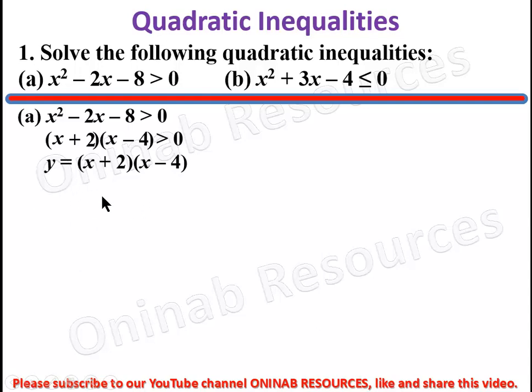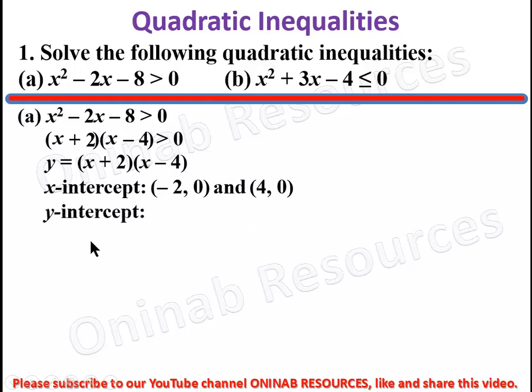So we go for the x-intercept. For x-intercept, y is equal to 0. So if y is equal to 0, we solve this, meaning x is going to be negative 2 and x is going to be positive 4. So we have negative 2 comma 0, that's the x-intercept, and 4 comma 0. So that's the x-intercept.